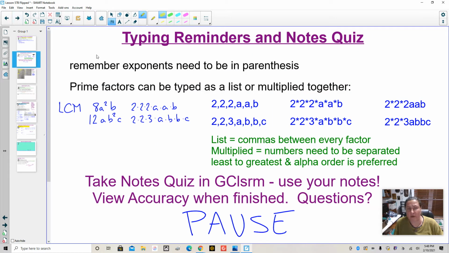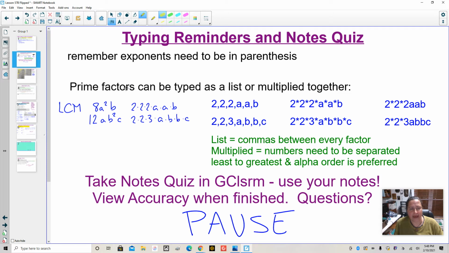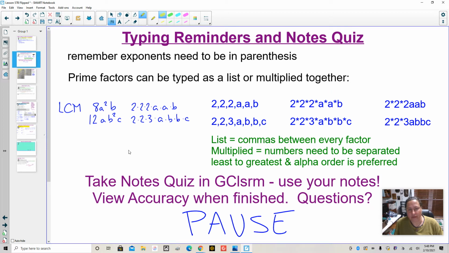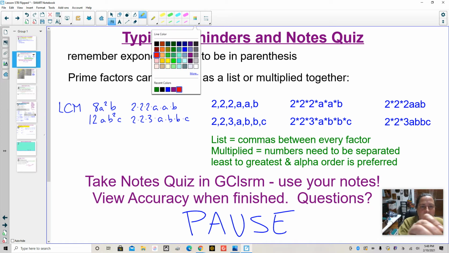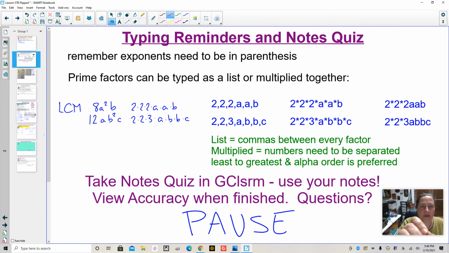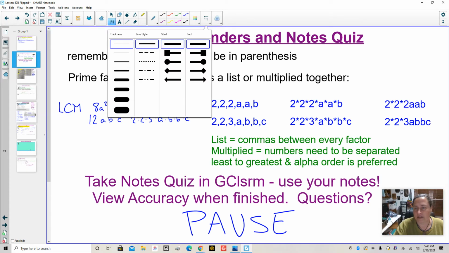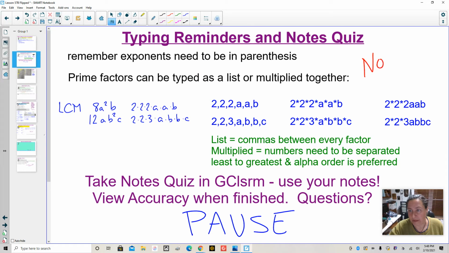Typing reminders. Remember, exponents need to be in parentheses. We've talked a lot about that. As far as prime factors go, they can be typed as a list separated by commas, or they can be multiplied together with asterisks. Do not use X. I'm going to write that down because I'm still getting some, and I don't want people giving me X's. You know who I'm talking to. No X for multiplying. X is now a variable. Okay, stop using X to multiply anything.